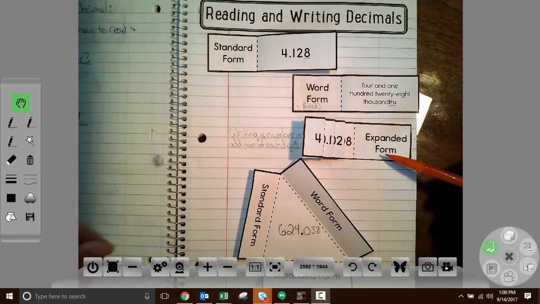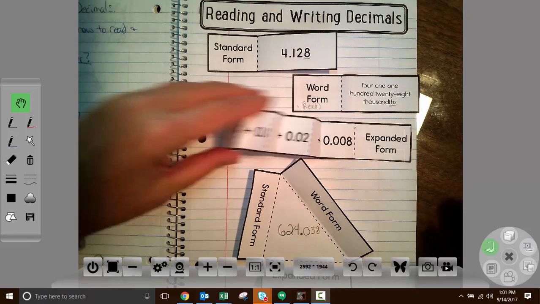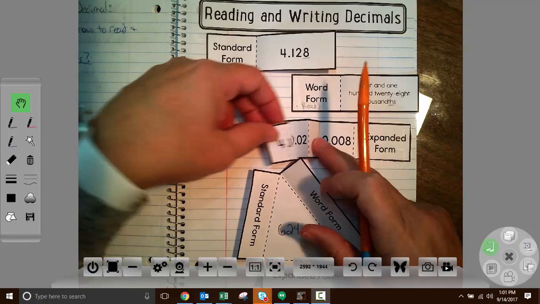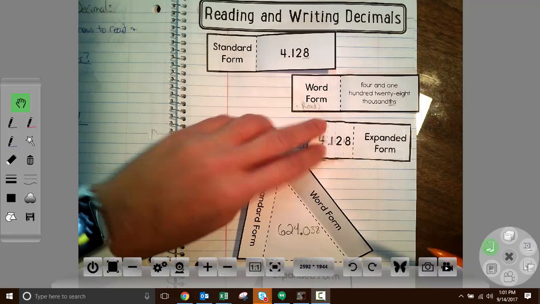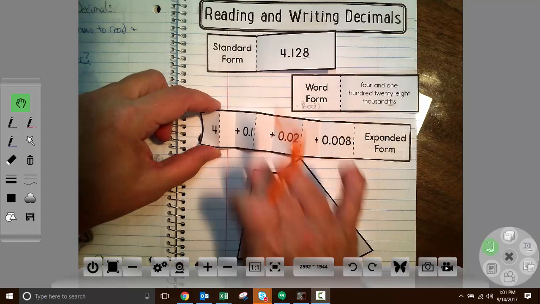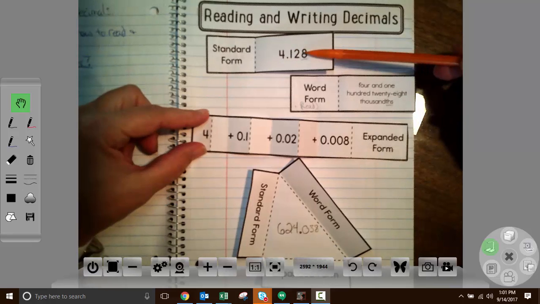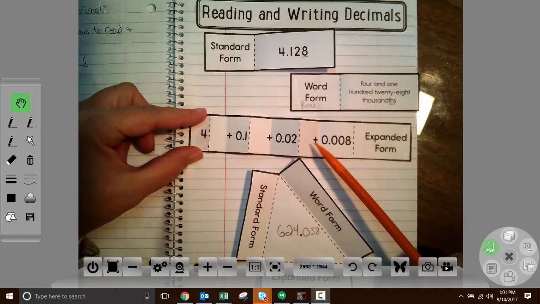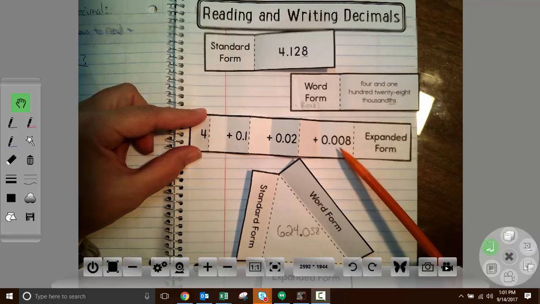Now for expanded form, we explained that expanded form is taking a number. Now in case you didn't watch the video, please remember you're folding on the dotted line backwards and then folding a little right before or right after the addition sign. You want the number to look like it does in standard form. But we want them to know that expanded, which is what happens here, is adding the digits by their place value. So again, if we look at the standard form, it's 4 and 128 thousandths. So it's 4 plus 1/10 plus 2/100ths plus 8 thousandths.